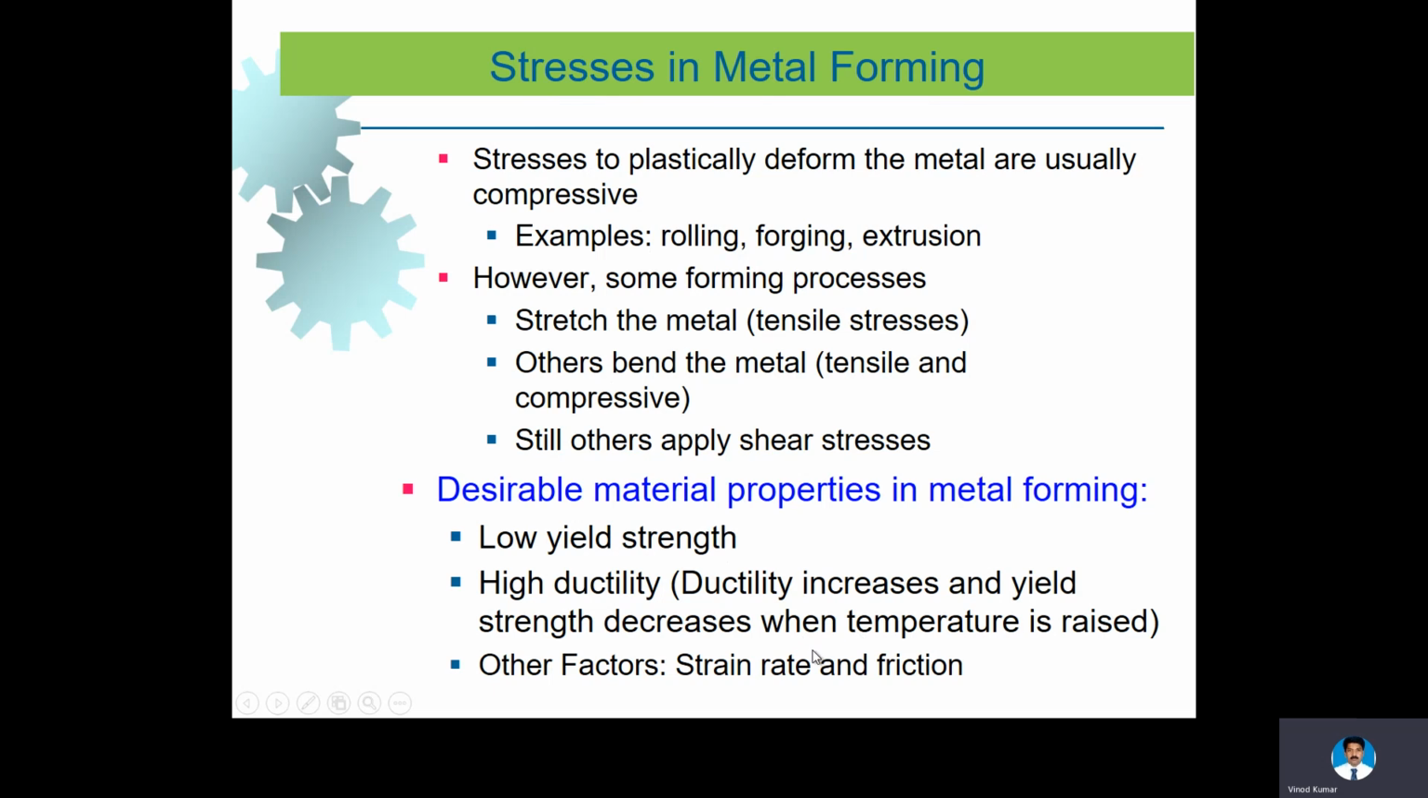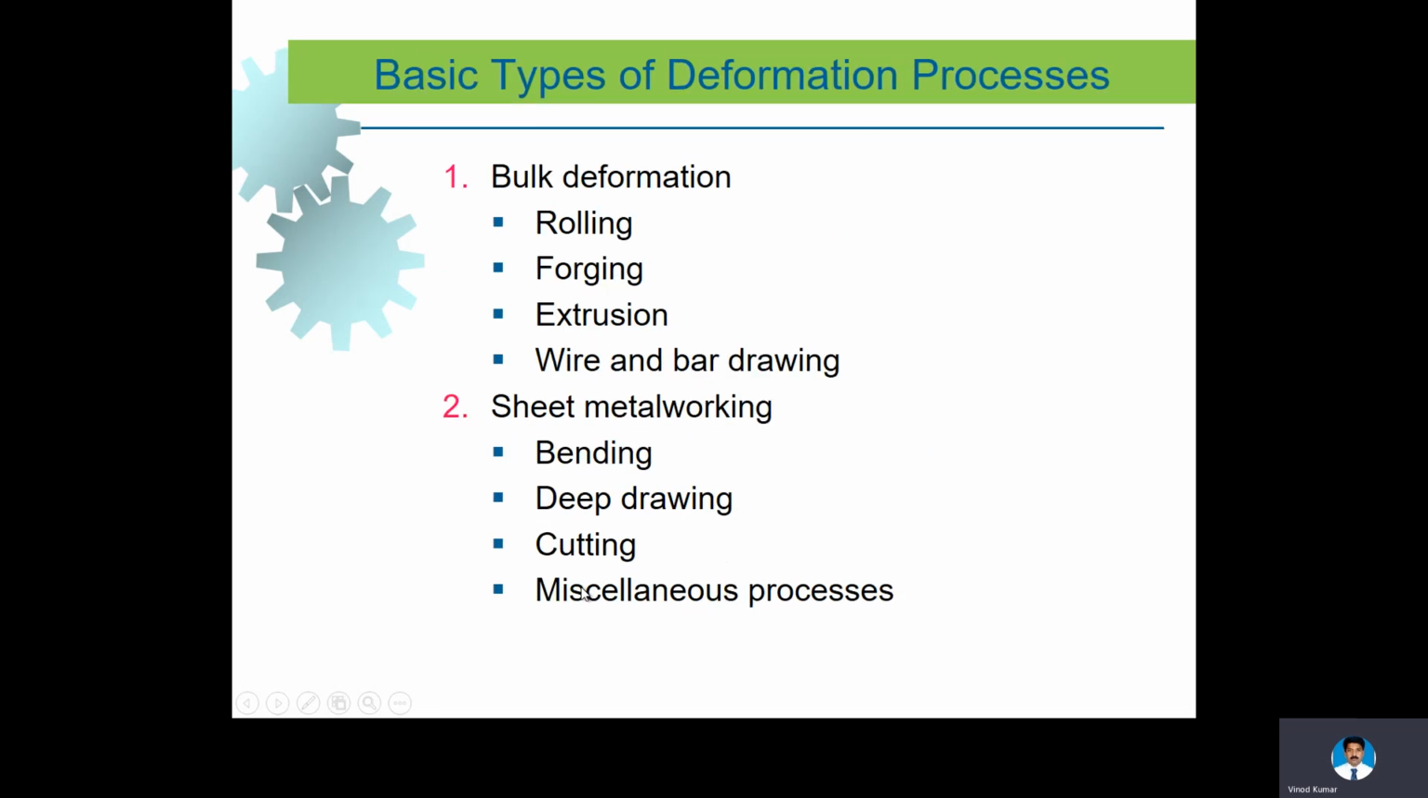Other factors involve strain rate and friction. These are also factors which are to be considered in metal forming. So the basic types of metal forming processes are bulk deformation, sheet metal working, etc. In bulk deformation, we have several types like rolling, forging, extrusion, and wire drawing. Rolling, forging, and extrusion use compressive stress, and wire drawing uses tensile stress.